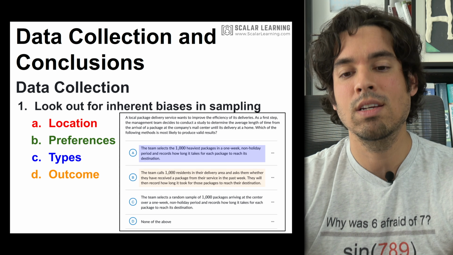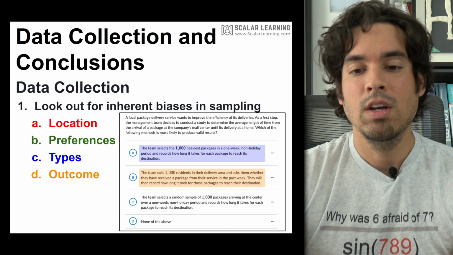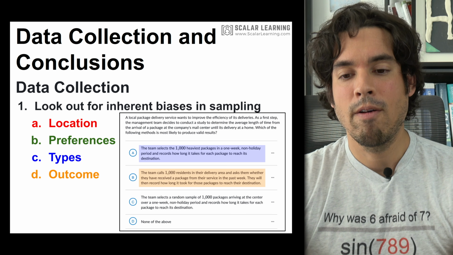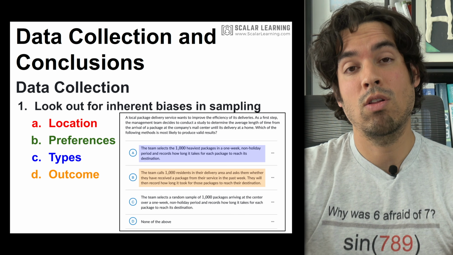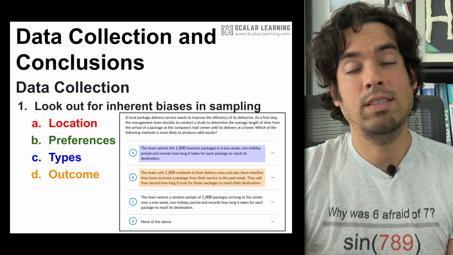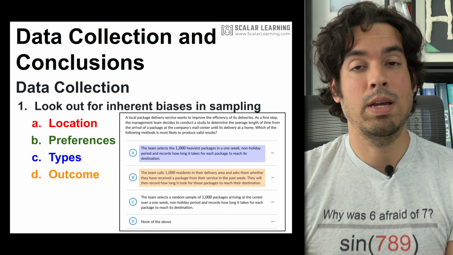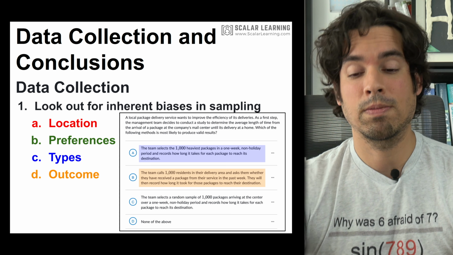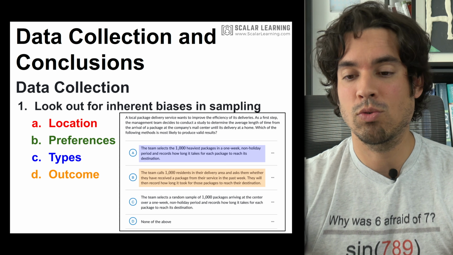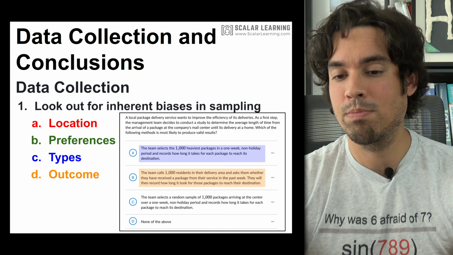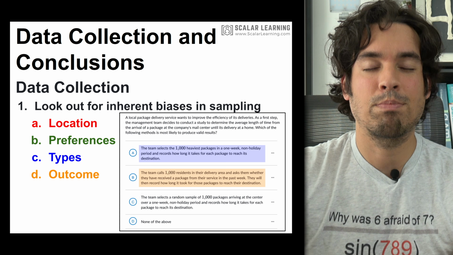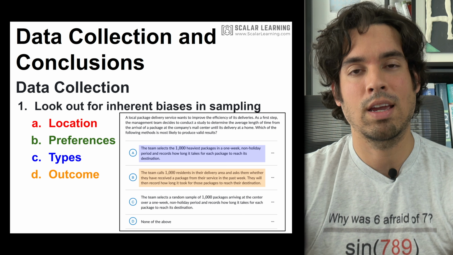So the problem with this is now you're biasing by outcome. So you're calling people first and saying, hey, did you receive it in the last week? And then if you did, you're going to record how long it took. Well, wait a minute, what if they haven't received it yet? Now they're out of the study. So that's an outcome that you're using to make your sampling, and that's going to bias the results. That last one, the team selects a random sample of 1,000 packages arriving at the center over a 1-week non-holiday period, records how long it takes for each package to reach its destination. Perfect, pure, simple, no biases, and we're good to go.